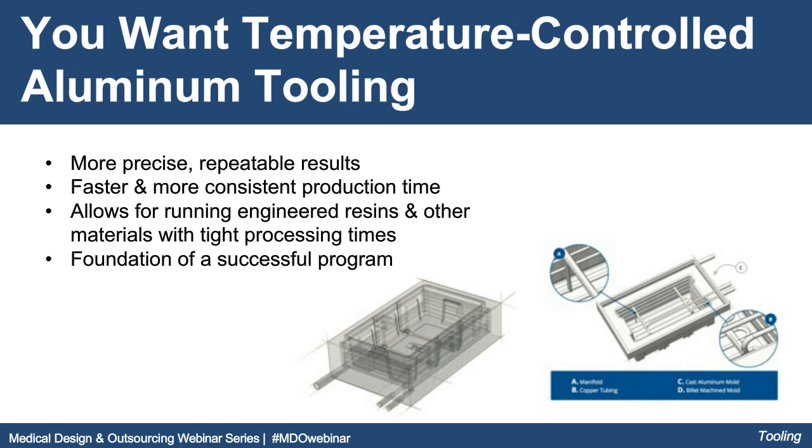You also get faster and more consistent production time. So being able to run parts efficiently in a volume setting is what you need this tooling for. It allows you to run engineered resins and other materials with tight processing times. If you're looking at polycarbonate, or high-impact materials, polycarbonate ABS, low smoke, low tox materials that have tighter forming windows, your tooling is going to help you maintain a part that is repeatable, part to part, run to run. We always say that tooling is the foundation of a successful program. It's the first thing we start working on, but it's going to continue to drive your production for years to come.